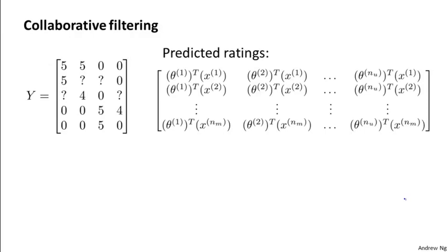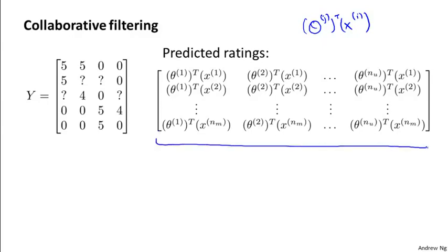In particular, if you look at what a certain user predicts on a certain movie, what user j predicts on movie i is given by this formula. And so if you have a matrix of the predicted ratings, what you would have is the following matrix where the i comma j entry, which corresponds to the rating that we predict user j will give to movie i, is exactly equal to theta j transpose x i.